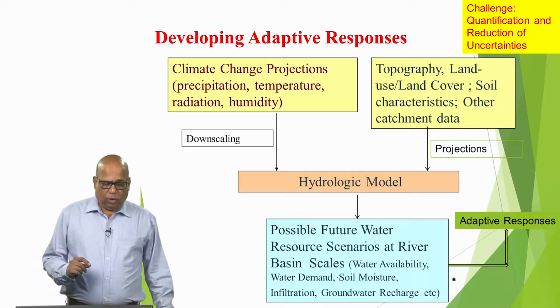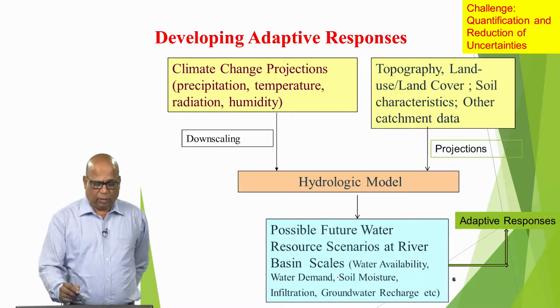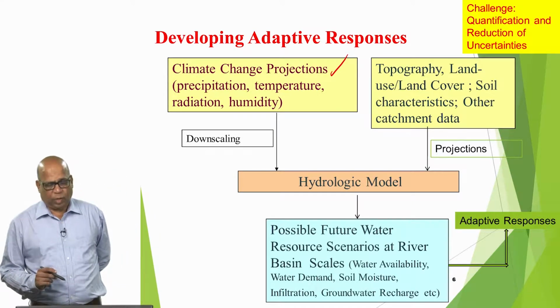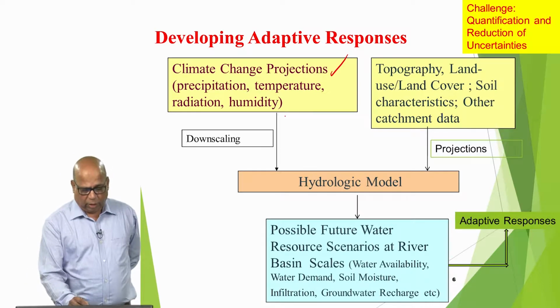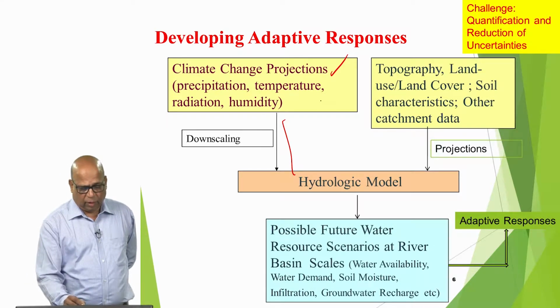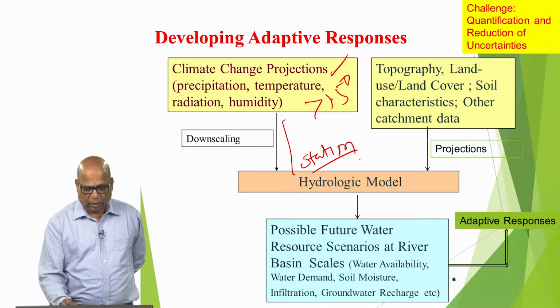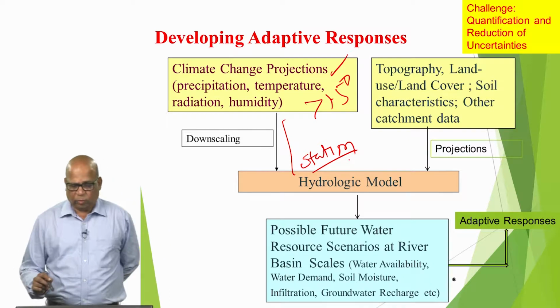The way we go about assessing the impacts is that we first pick up the climate change projections from the GCMs, the global climate models. We downscale them to the hydrologic scales. These may be available at, let us say, 100 kilometer scale or about 1.5 degrees scale, and we bring it down to station scale, or if we are looking at gridded data, we may be bringing it down to 10 kilometers, 20 kilometers and so on.